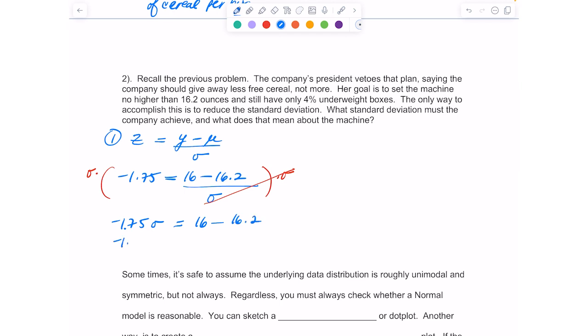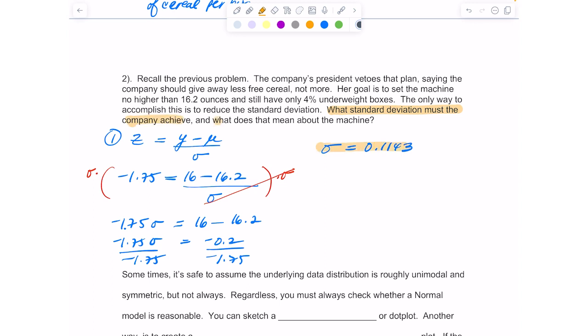And I know that I can combine 16 minus 16.2, you get negative 0.2. And then we're going to divide both sides by negative 1.75. And we would get sigma equals 0.1143. So remember, we were looking for what the standard deviation must be, which is this.